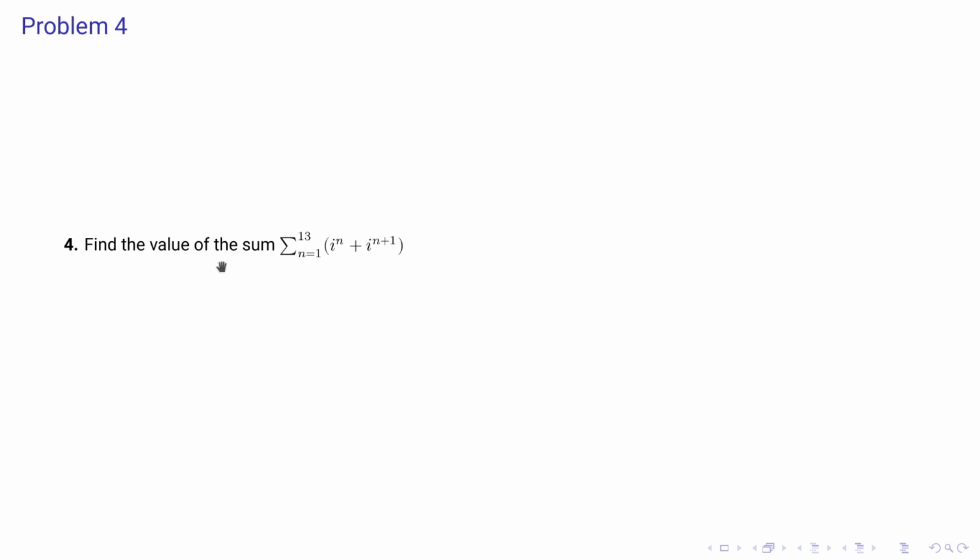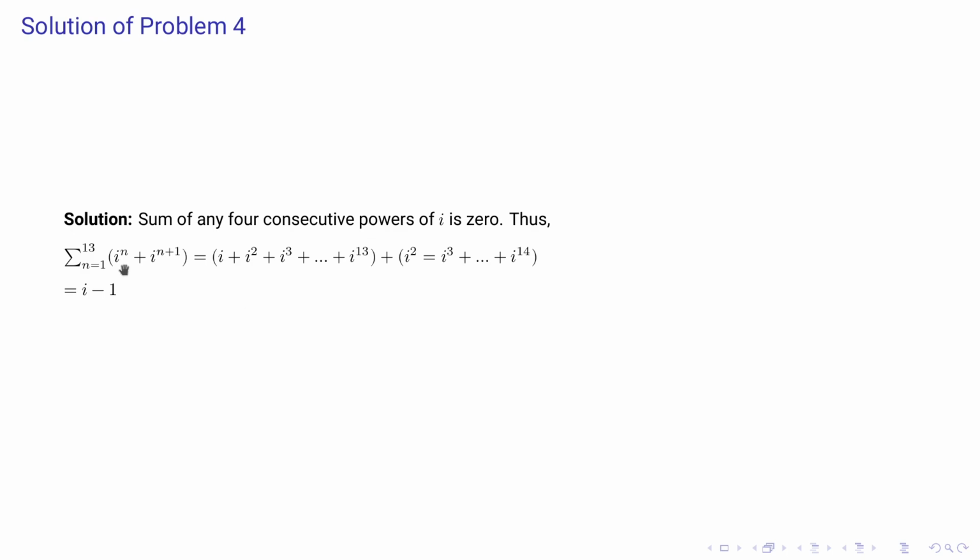Problem 4 says find the value of the sum from n equal to 1 to 13, and in brackets we have i to the power n plus i to the power n plus 1. So we expand this and we write i plus i square up to i to the power 13 plus i square, this should be a plus also, i cube up to i to the power 14.